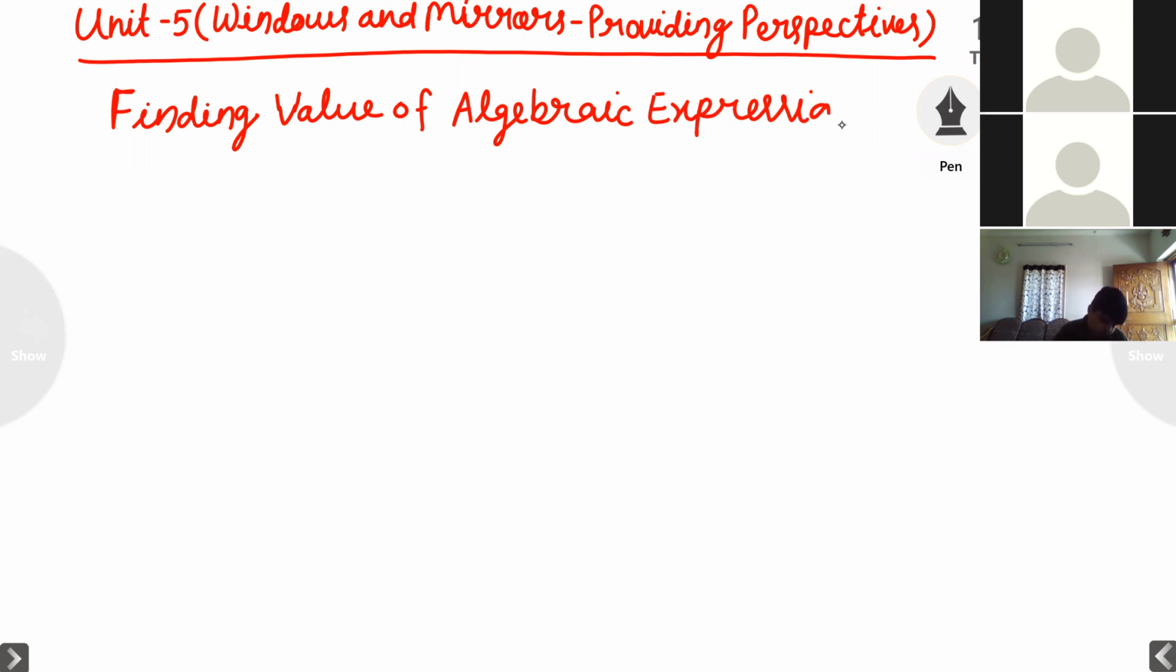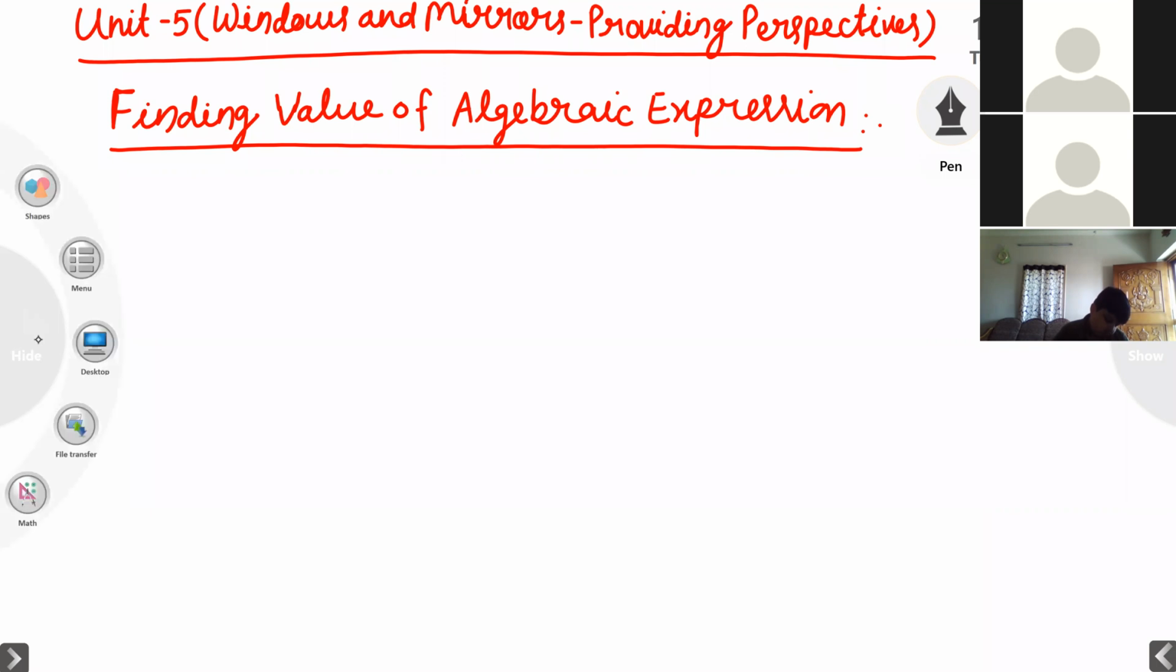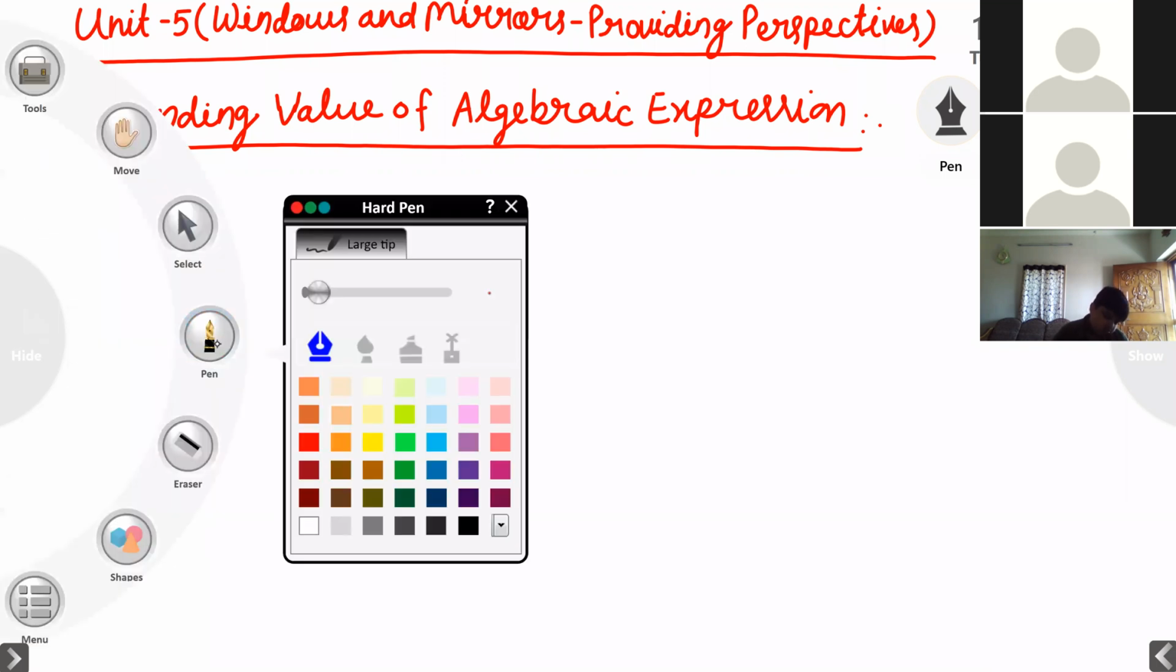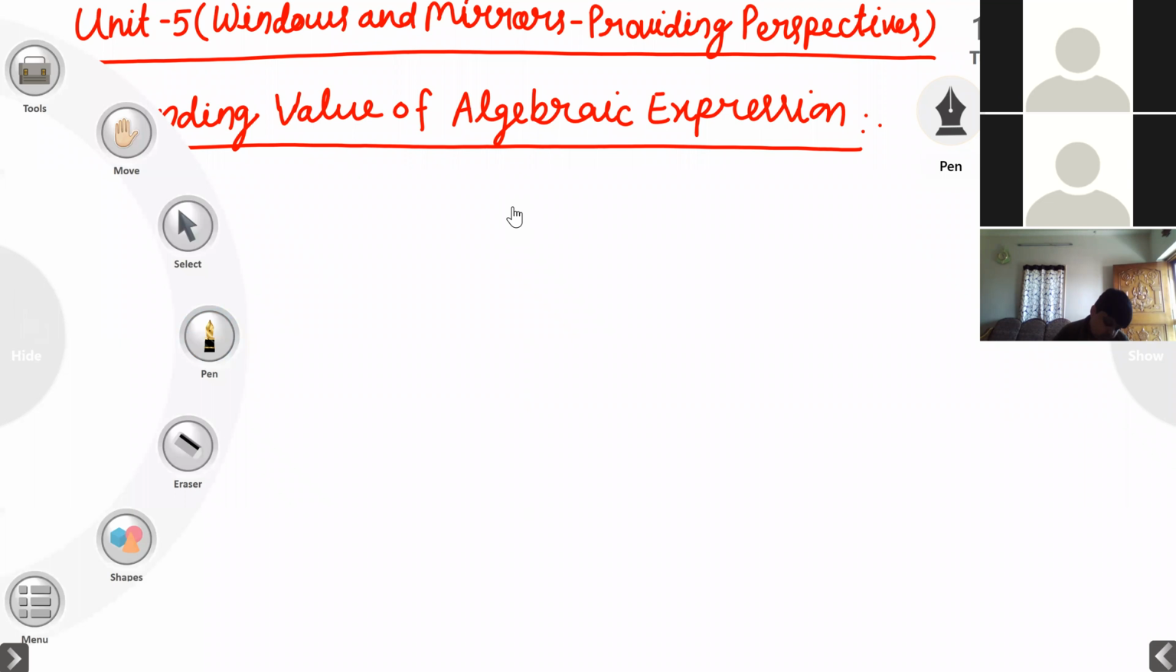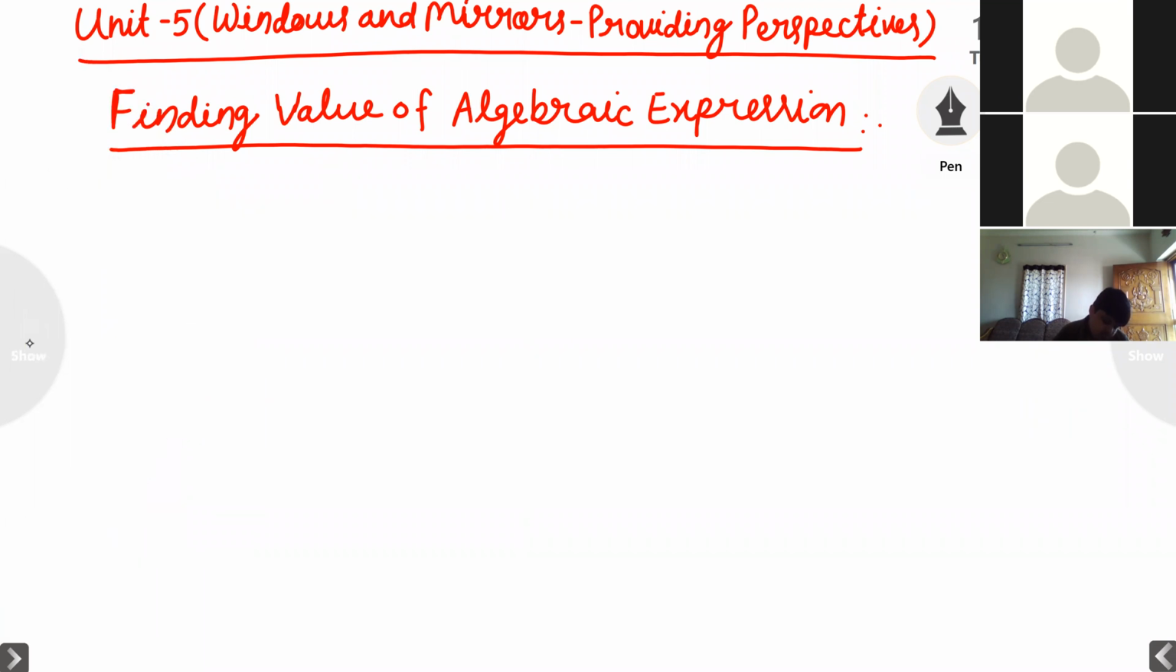Finding value of algebraic expression. We want to find the value of an algebraic expression by using the substitution method.